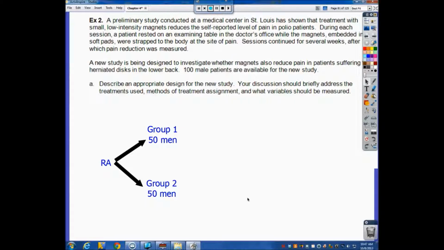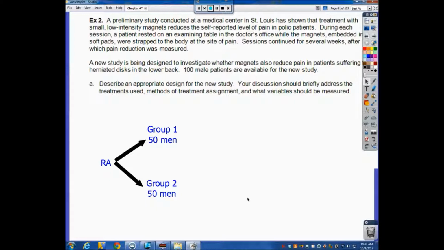Okay, now our treatments. Well, obviously we're talking about magnets, but what would our second group of people get? We're going to have magnets and not magnets? Well, wouldn't the second group know they weren't being given magnets? Don't you think they'd be like, so where's my treatment? And they're going to go, oh, you don't get one. They're going to go, oh, so we're the control group.